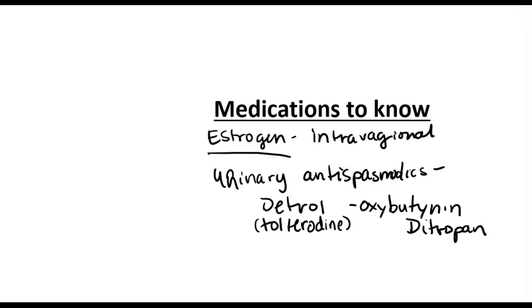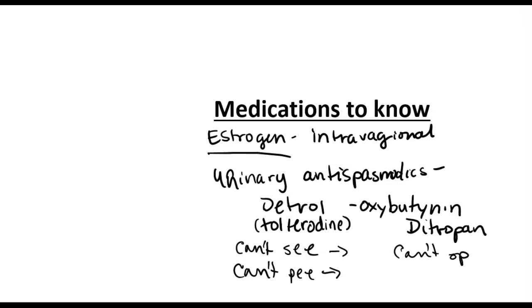So side effects, because these meds are anticholinergic, so they dry you out. Often we're told that they can't see. So dry eyes, blurriness, dry mouth. Can't pee. Can dry out too much, cause urinary retention. Can't spit, right? That's the dry mouth. And can't poop. So constipation. So those are the main side effects of anticholinergics in general.